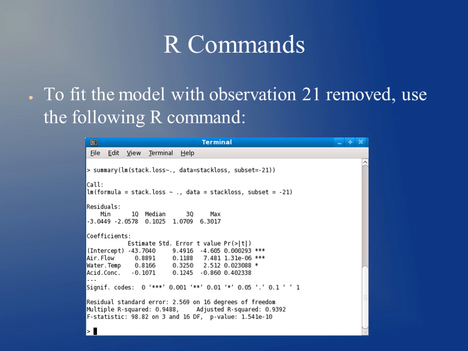So you might want to keep this slide up, or I could just write it up on the board. We'll look at the residual standard error as 2.568, and our R squared is 0.9392. I'm going to show you in a few slides what would happen if we kept 21 in, so I'll just keep a few of those statistics on the board to see how it changes.